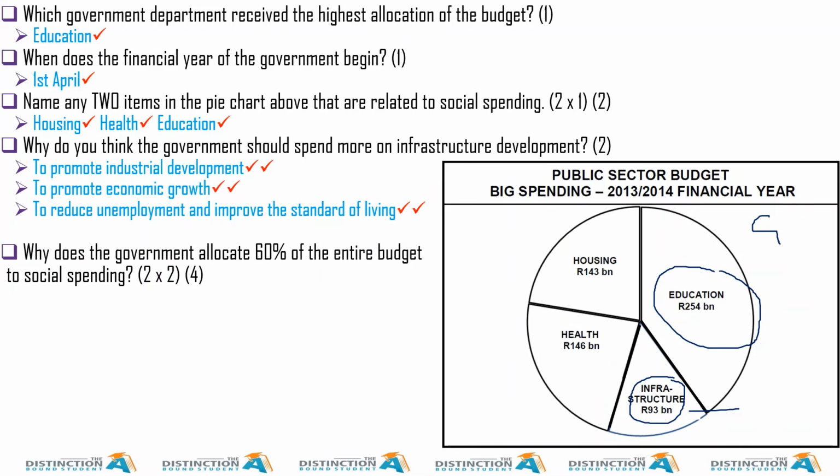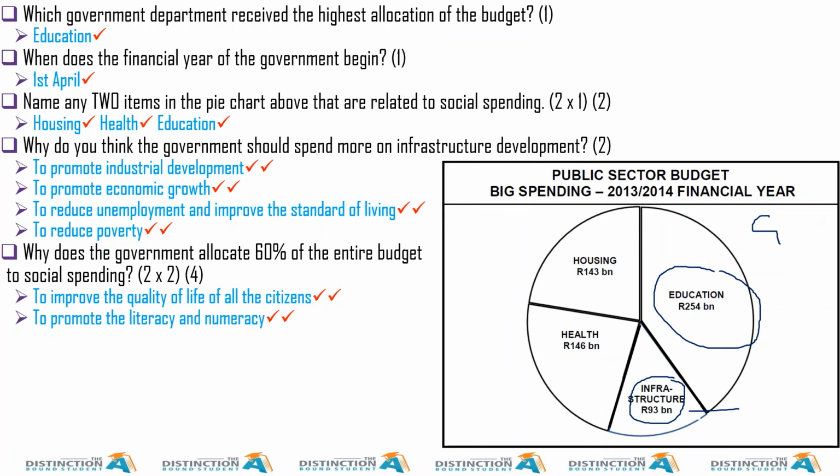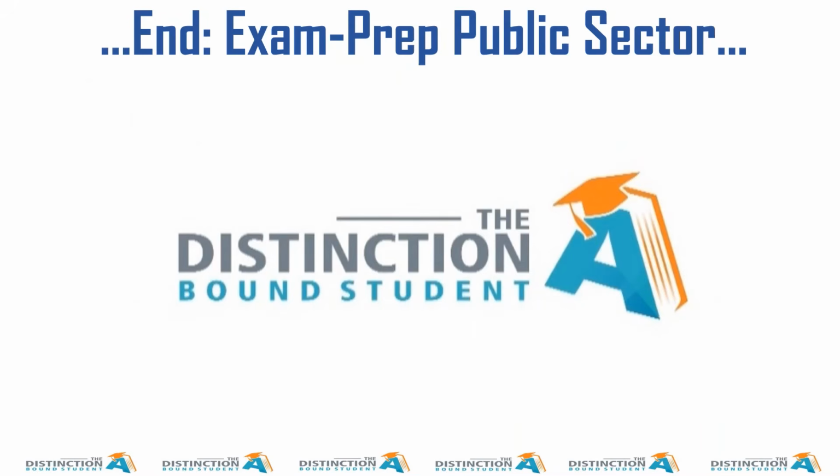Right, to promote industrial development, to promote economic growth, to reduce unemployment and improve the standards of living, to reduce poverty. Why does the government allocate 60% of the entire budget to social spending? To improve the quality of life of all citizens, to promote the literacy and numeracy rates, to provide shelter to the unfortunate. Right, this brings us to the end of the topic, public sector.